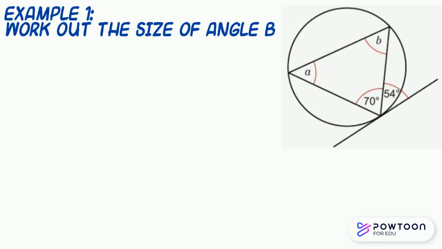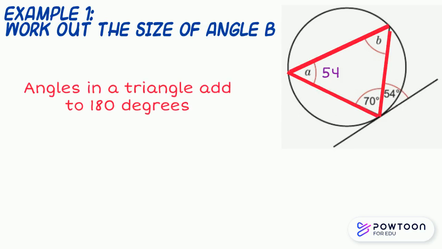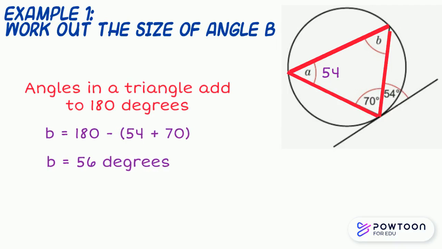We're now going to work on finding the size of angle B. So we can first just start with writing 54 in for A because we just found that angle measurement. Then you can see that there's a triangle formed between the angles A, B, and 70. That means that those angles have to add up to 180 degrees. This just means that we can add up our two known angles and take that away from 180 to figure out that B is 56 degrees.